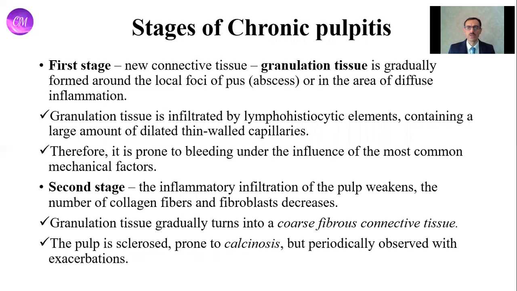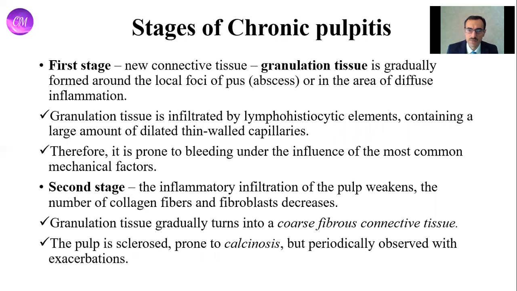The stages of chronic pulpitis. First stage: new connective tissue, the granulation tissue, is gradually formed around the local foci of pus, the abscess, or in the area of diffuse inflammation. Granulation tissue is infiltrated by lymphohistiocytic elements containing a large amount of dilated thin-walled capillaries. Therefore, it is prone to bleeding under the influence of the most common mechanical factors.